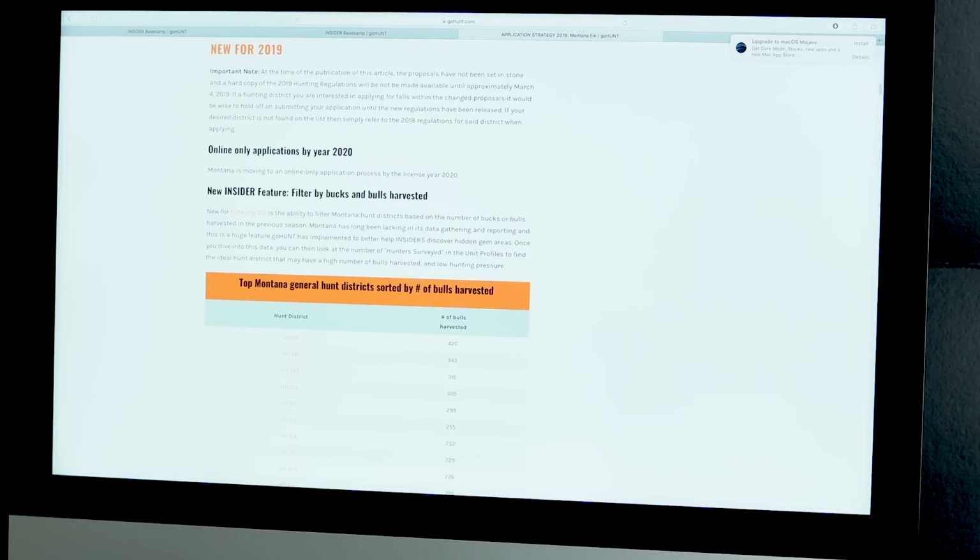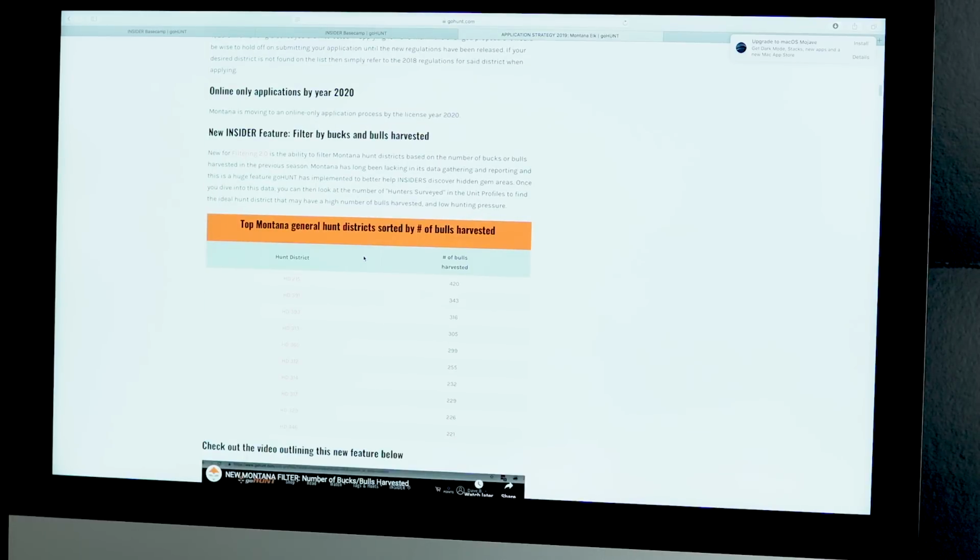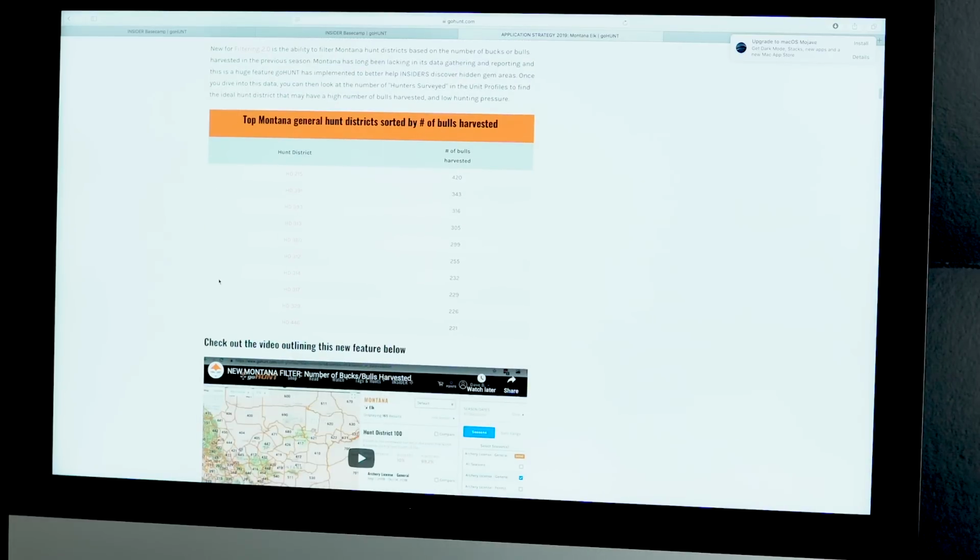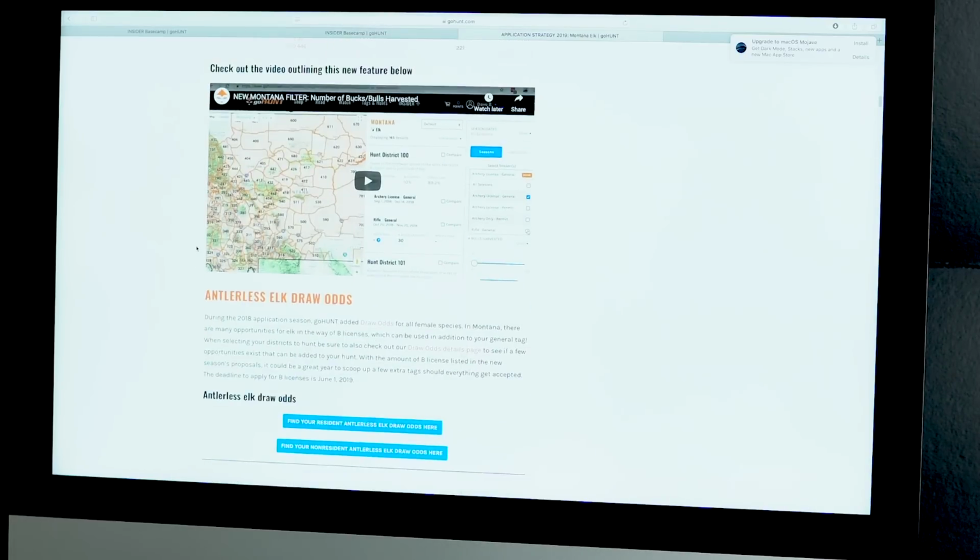GoHUNT also breaks down the top districts to hunt in Montana based on total number of harvest. So you can see which units produce the highest harvest. Not necessarily a feature that I would put a whole lot of weight into because that might mean there's a lot of hunting pressure, a lot of tags issued in that area. But it can be a good starting point to get an idea, hey, this is a huge unit, there's a lot of elk killed in it, then look at some harvest and success rates and be able to dial down some of those statistics from there.